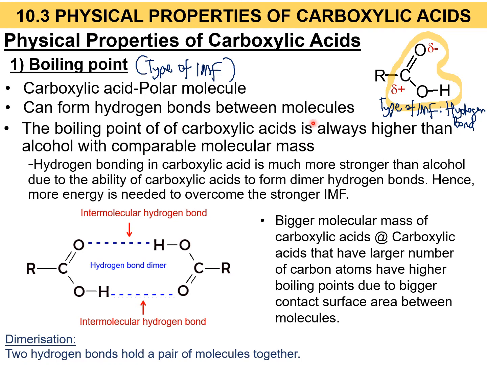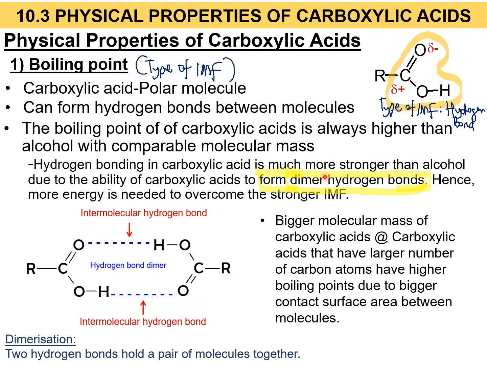Tapinya carboxylic acids ni dia punya boiling point dia will always be higher than alcohol kalau mereka ada molar mass yang sama. Sebab apa? Sebabnya carboxylic acids ni dia ada stronger type of hydrogen bond. Okay, kenapa dia ada stronger type of hydrogen bond? Because dia boleh form dimer hydrogen bonds. Okay, this is the keyword. Inilah dia yang membezakan kekuatan hydrogen bonds antara alkohol dan juga carboxylic acid. Ini dia punya keywords. Okay, keywords dia ialah dia boleh form dimer hydrogen bonds.